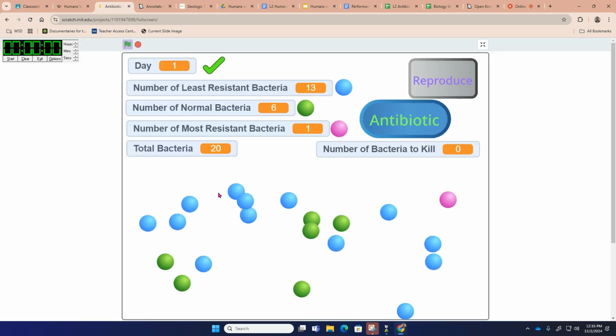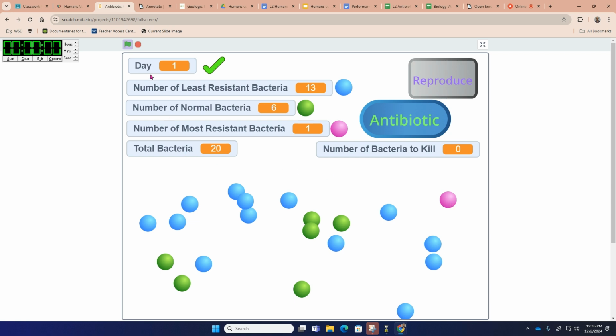And what this does, this shows us a population of bacteria. So you can see we have some blue bacteria, which are the least resistant, fairly easy to kill with medicine. We have green bacteria, which are kind of normal bacteria, somewhat hard to kill, but not too bad. And then we have red bacteria. These are the resistant bacteria. These ones are quite hard to kill.